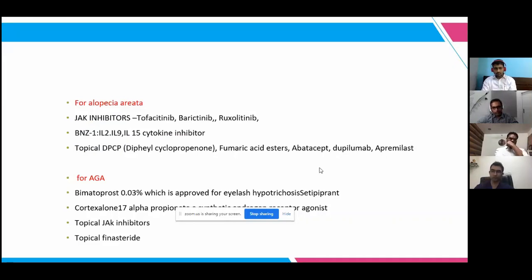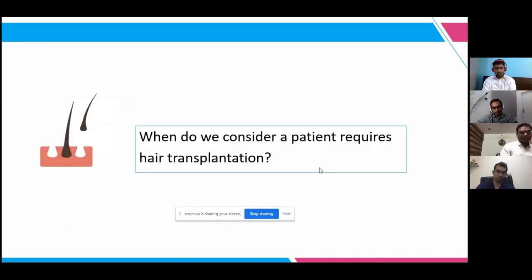The other very important one is clascoterone 17-alpha-propionate. This is also a good one for androgenetic alopecia. Similarly, topical JAK inhibitors are also coming into vogue. Probably in the near future we will have them. Of course, we do have topical finasteride. So these are the newer therapies. And then transplantation. I mean, a few more questions are there.